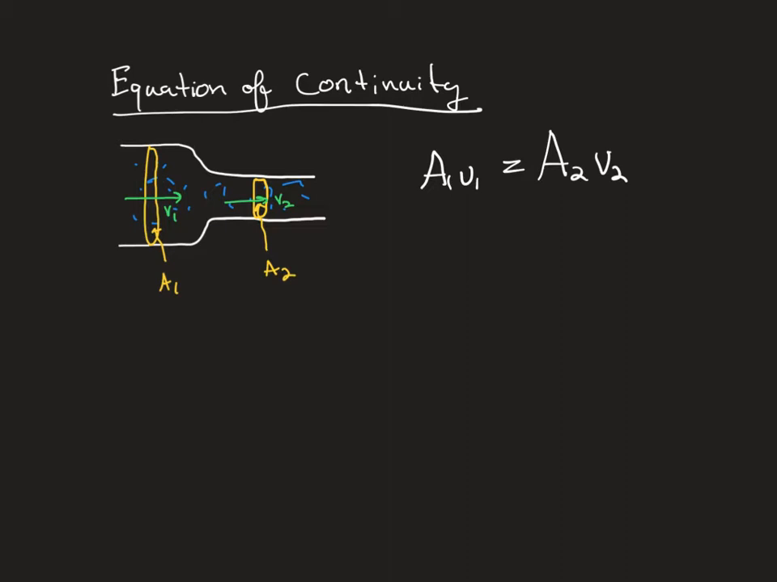So I've drawn a subsection of a pipe here where area 1 is larger than area 2. And we have an equation called the equation of continuity that's going to explain what happens to the net motion of the object as we go from area 1 to area 2. And this is the equation of continuity over here. So area 1 times velocity 1 is going to equal area 2 times velocity 2.